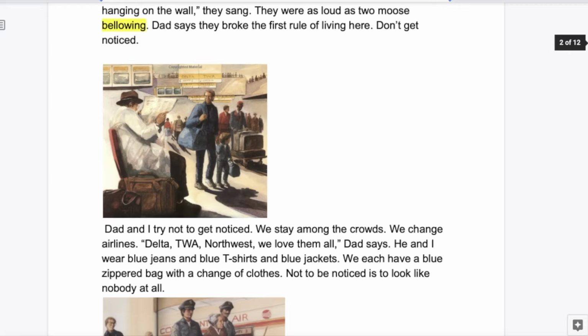Not to be noticed is to look like nobody at all. So they're kind of going camouflage and undercover in the airport.